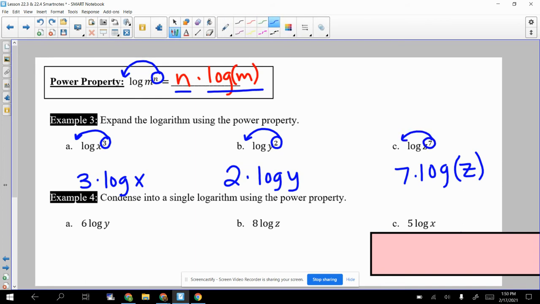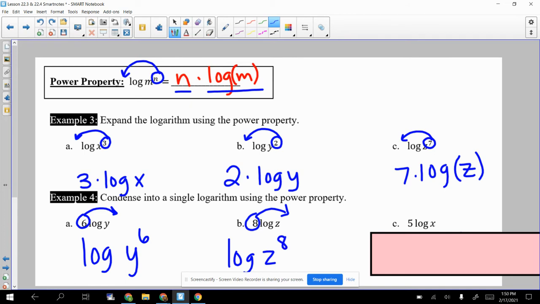Okay. Then obviously if we want to condense, you just have to do that the opposite. So instead of the 6 out front, we're going to change it to log of y to the 6th. Okay, same thing here. Log of z to the 8th. Okay, so go ahead and try that last one here.